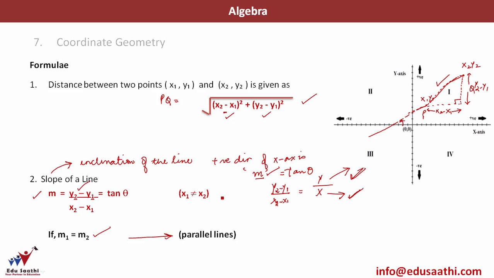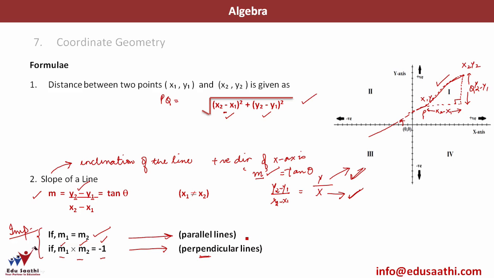Parallel lines have the same slope. If the product of the slopes of two different lines comes up to be -1, the lines are perpendicular. So this is a very important thing. If the slopes are equal, the lines are parallel. If the product of the slopes is -1, the lines will be perpendicular to each other.